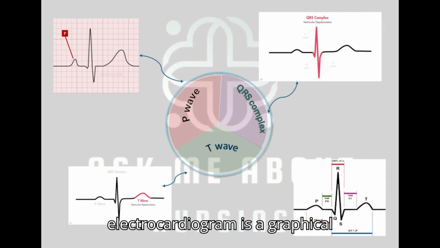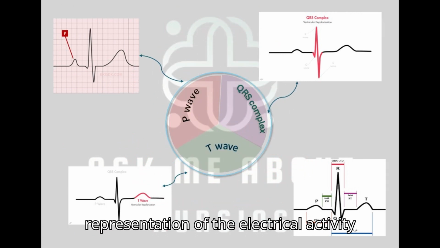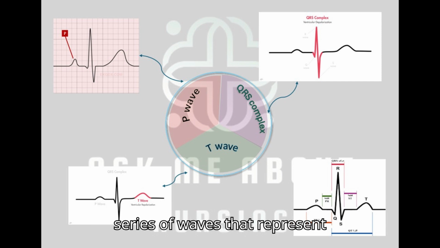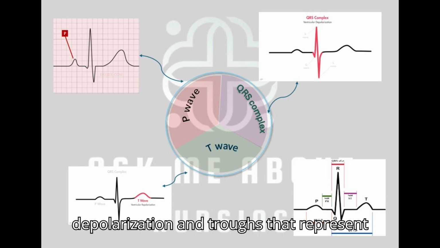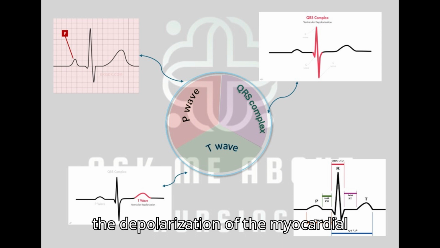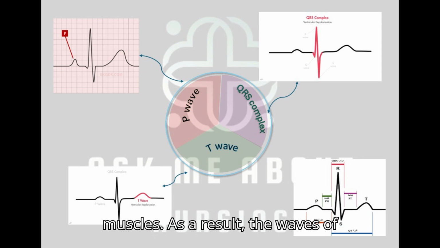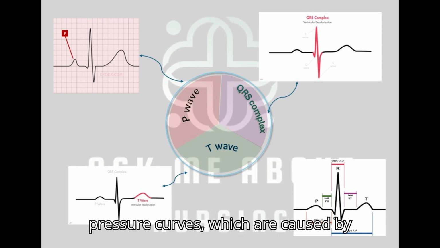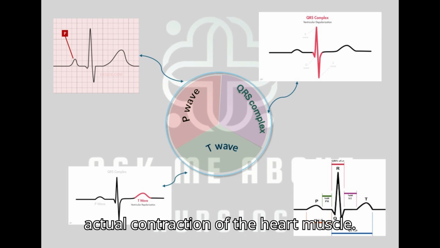The electrocardiogram is a graphical representation of the electrical activity across the heart. It is comprised of a series of waves that represent depolarization and troughs that represent repolarization. There is a lag between the depolarization of the myocardiocytes and the actual contraction of the muscles. As a result, the waves of the ECG will precede the waves of the pressure curves, which are caused by actual contraction of the heart muscle.